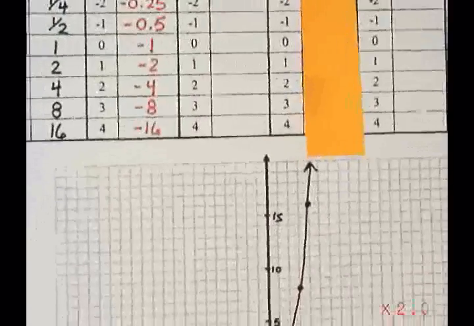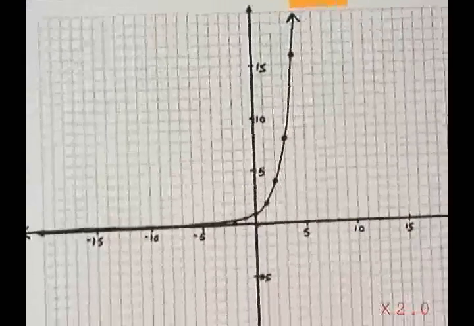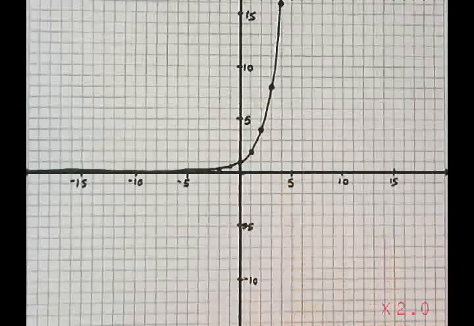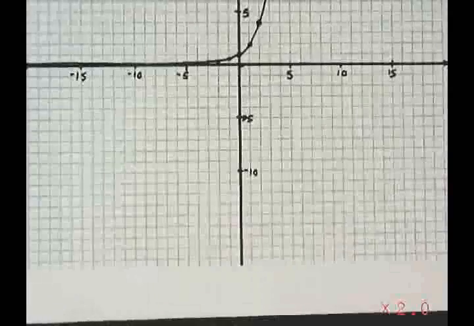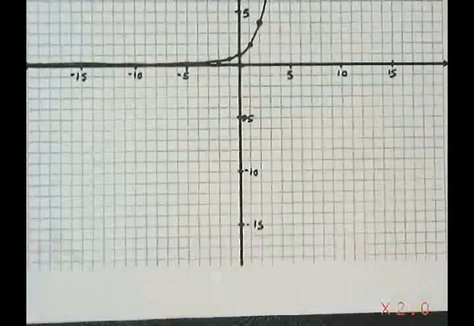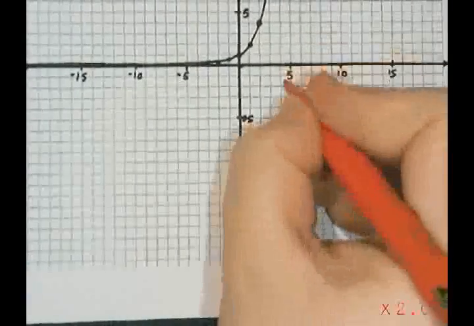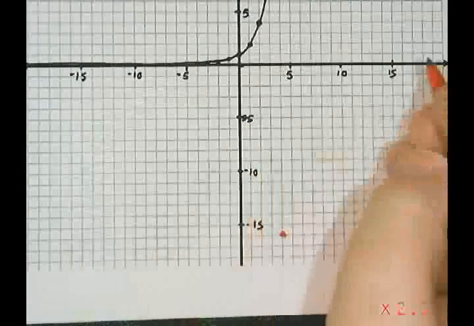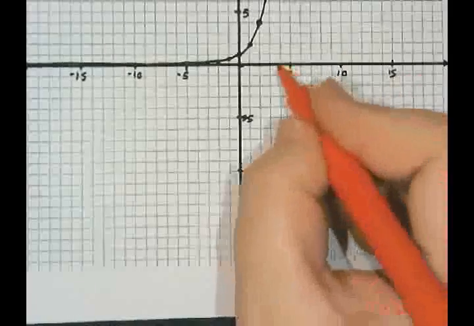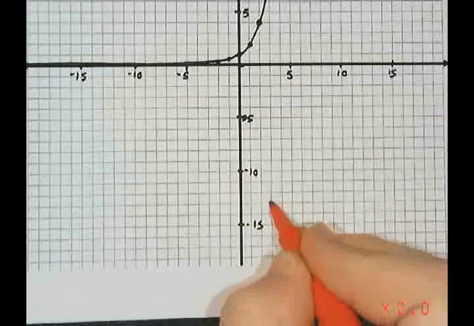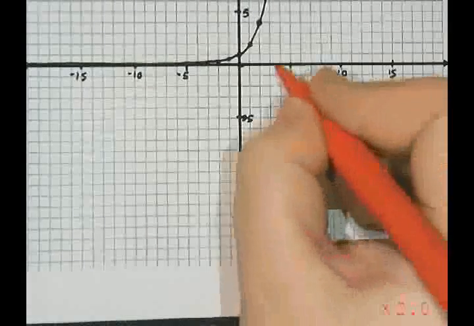Take a look at what's happening. So I've got 4 and negative 16 this time. So 4, I guess I should have marked my scale all the way down. I didn't think I'd need it. So 4 and negative 16 is there. 3 and negative 8. So 3 and negative 8. 4 and negative 4.